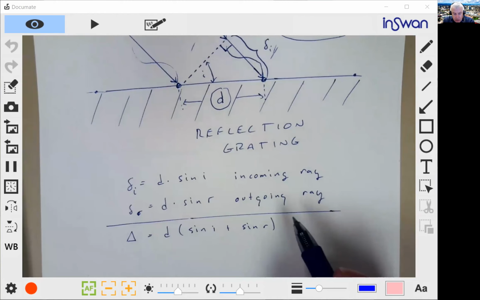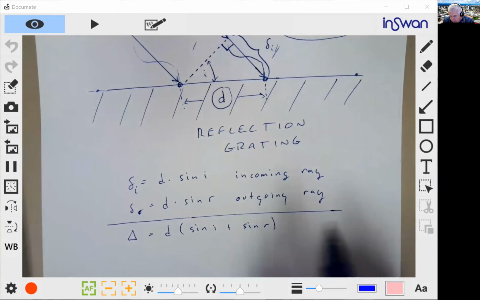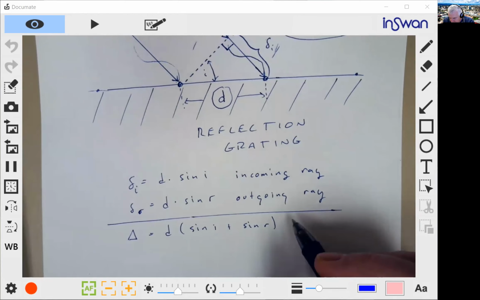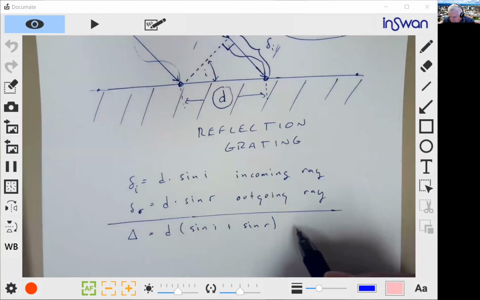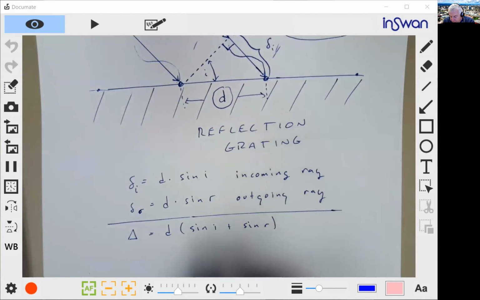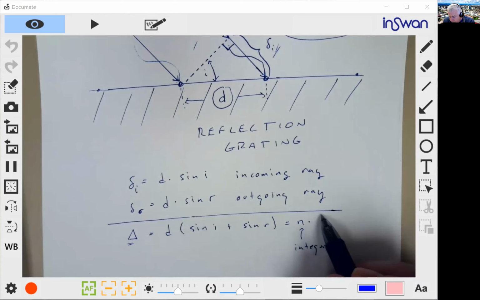Now this is just a generic way to look at a grating, a way to calculate path length difference from points on a grating surface. But if you want to see when you will see bright light from a grating, it's when this value here is equal to an integer times the wavelength of light.